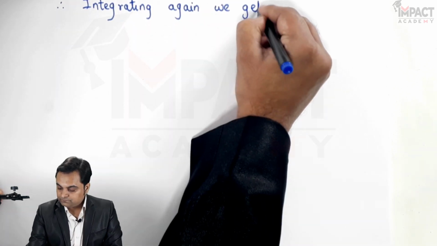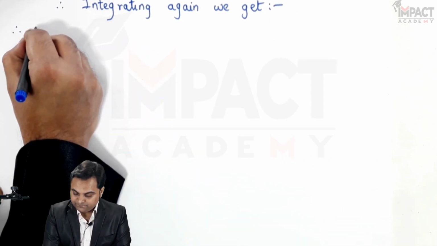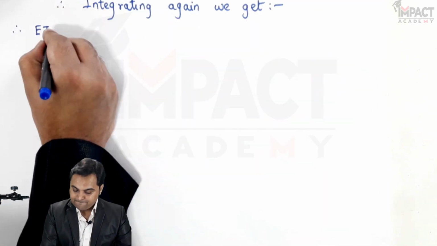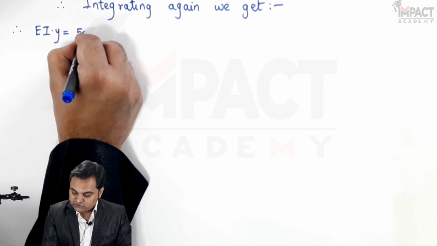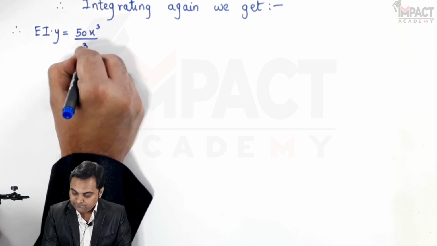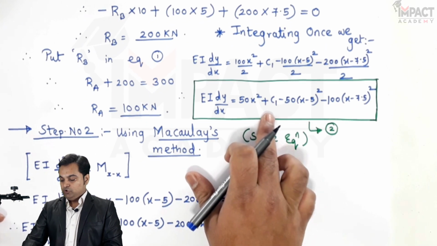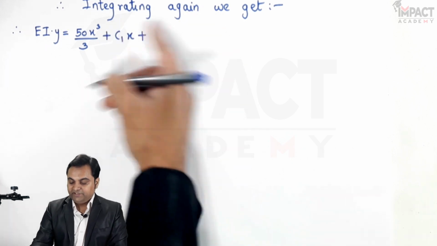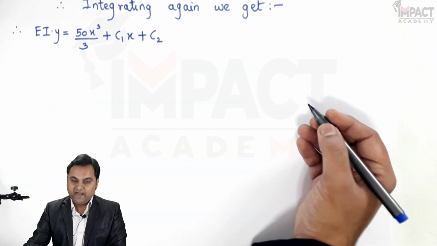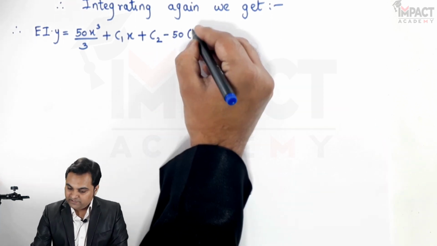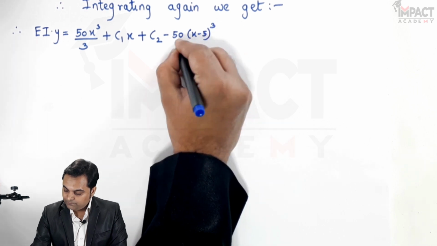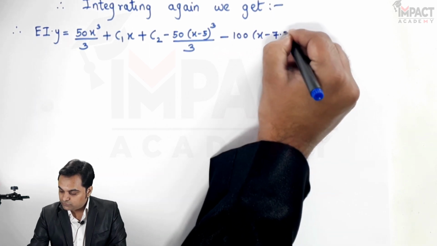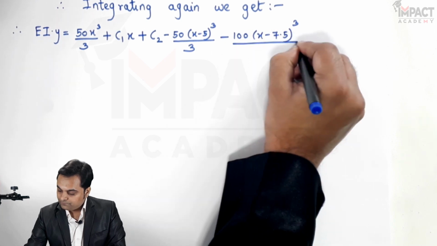We get EI will remain as it is. Dy by dx, now after the integration, it would become y is equal to 50 x square, the integration would be x cube by 3. Then it is plus c1, so it would become plus c1 into x. Then again, since I am integrating it for the second time, another constant c2 would be added. Then minus 50 x minus 5 whole square will become x minus 5 whole cube divided by 3, minus 100 into x minus 7.5 whole square will become whole cube by 3.